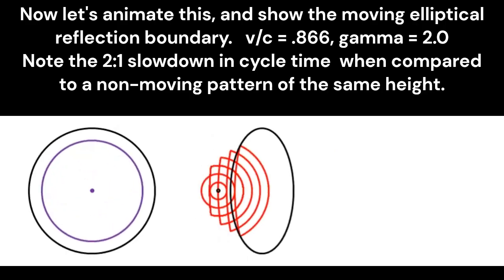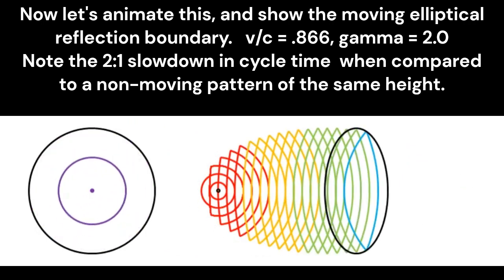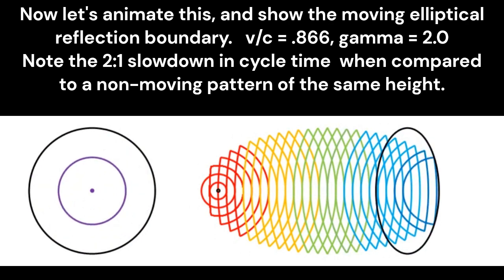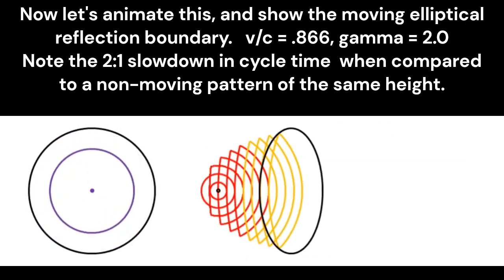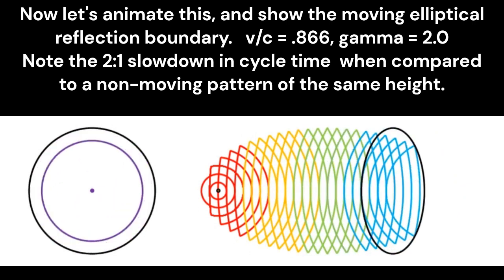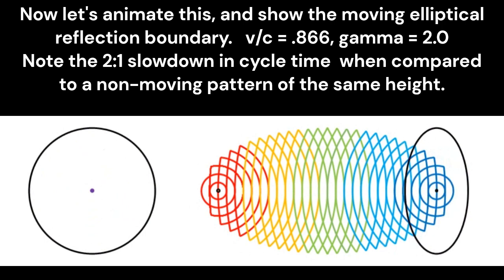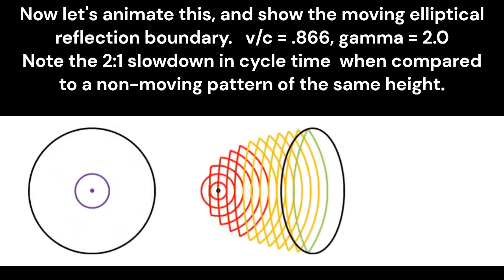Now let's animate this and show the moving elliptical reflection boundary. Again, we're looking at V over C equals 0.866, which gives us a gamma of 2. Note the 2-to-1 slowdown in cycle time when compared to a non-moving pattern of the same height. And again, the ellipse is twice as tall as it is wide. Again, that equals gamma.